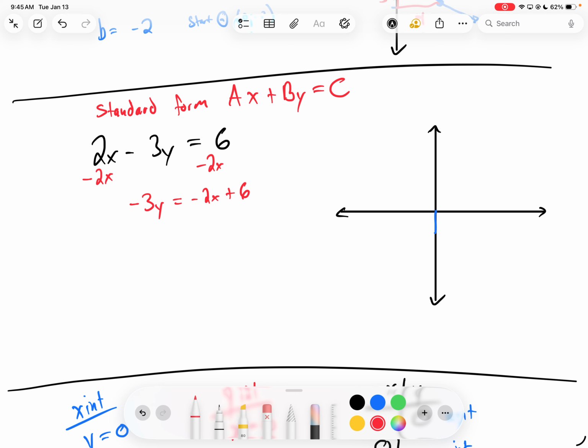And then to get y completely by itself, I'm going to divide by negative 3. When I divide by negative 3, that cancels out, so I just have y over here. I need to make sure I divide everything over here by negative 3. So negative 2 divided by negative 3 is 2/3. And then 6 divided by negative 3 is negative 2.